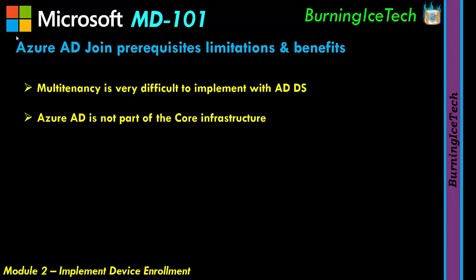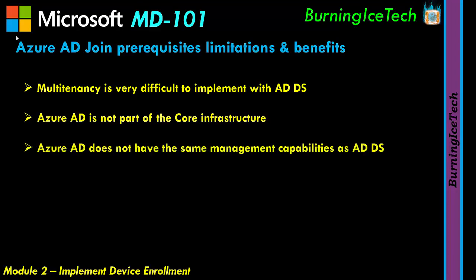Azure Active Directory is an example of platform as a service. Azure Active Directory does not have the same management capabilities as Active Directory Domain Services on premises. So in some aspects, you can actually do a little bit more. In some aspects, you can actually do less. When I say more, I mean you can join different kinds of devices now, different operating systems, all that.